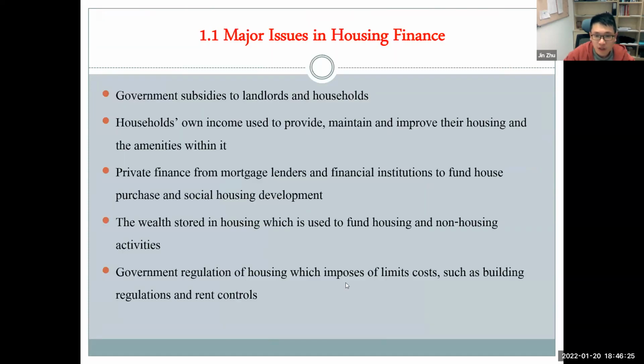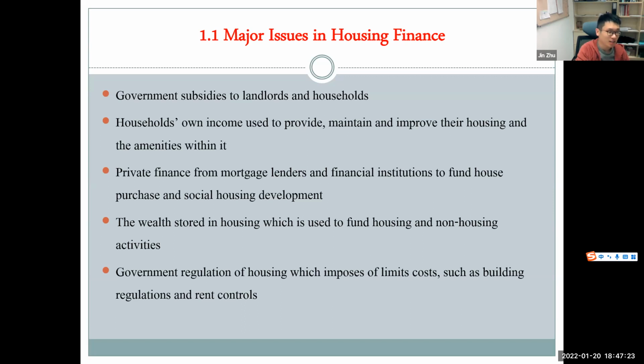Okay, so what are the major issues in housing finance? So we listed several aspects. First is government subsidies to landlords and households. And especially, I think globally, there are some schemes to help the first time home buyers, for example, young people, to facilitate their home ownership. And also, it's about households' own income used to provide, maintain, and improve their housing and amenities within them. And also, some private finance from mortgage lenders, for example, the bank, and financial institutions to fund house purchase and social housing development.